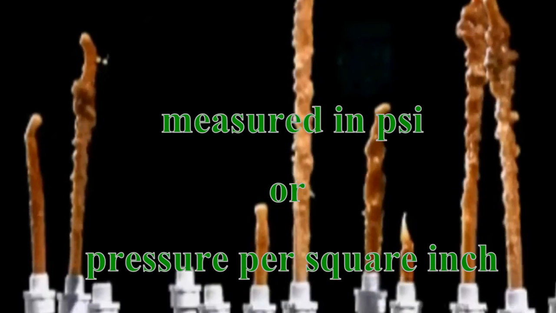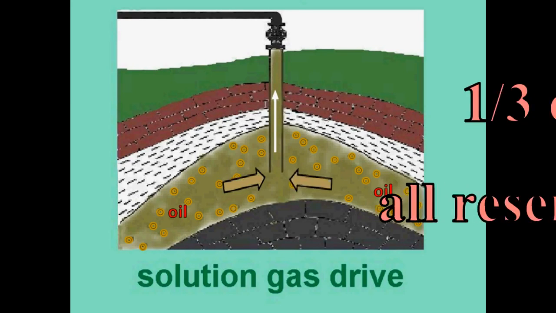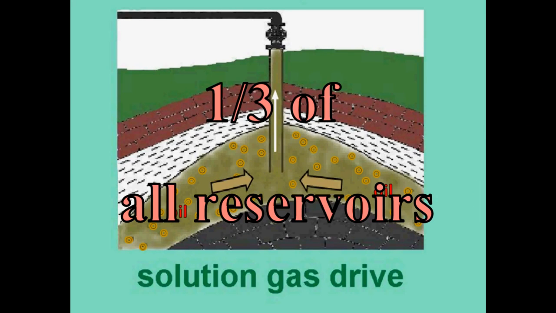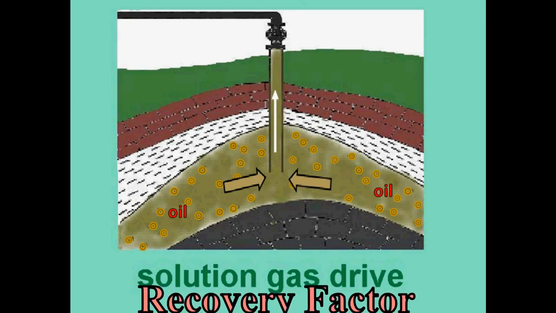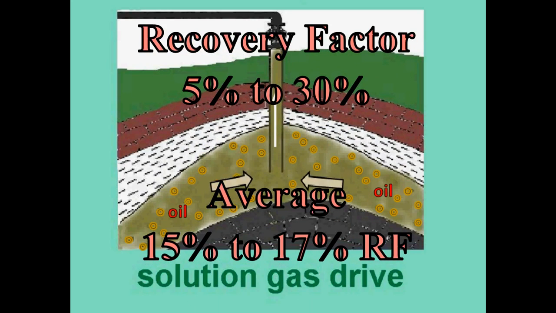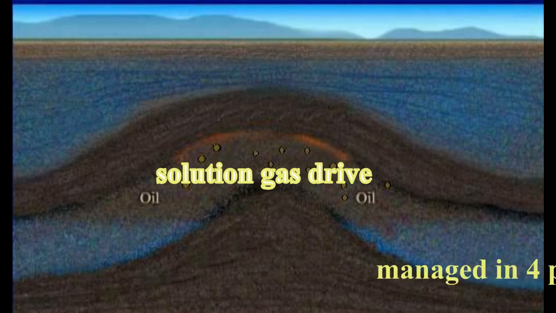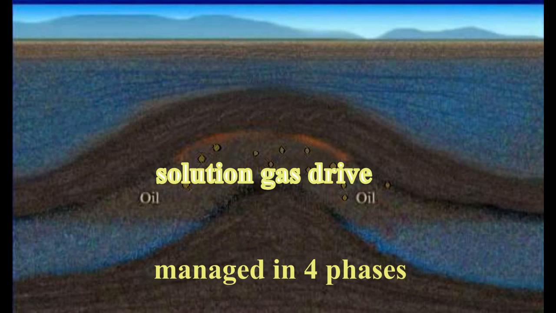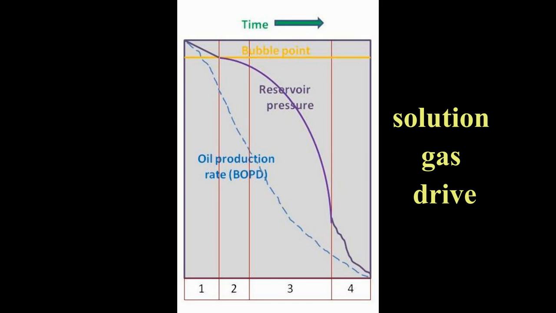Measured in psi, or pounds per square inch, solution gas is the most common primary drive mechanism and is probably used in over 1/3 of all reservoirs throughout the world. The recovery factor for solution gas drives is from 5 to 30% with an average of 15 to 17% RF. The energy in a solution gas drive usually is managed in 4 phases. To better illustrate, let's look at the 4 phases of a solution gas drive.